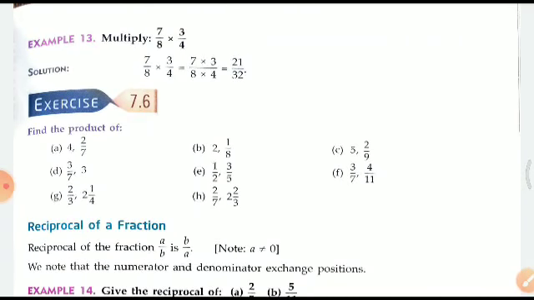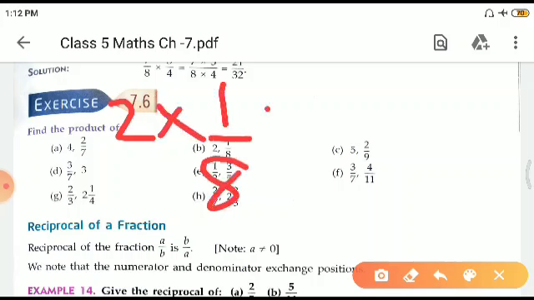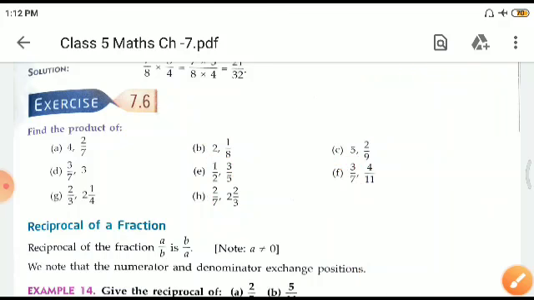In the exercise 7.2, right? Let me take a few questions here. Let me take this one, 2. Let me take the b one. 2 into 1 by 8. So 2 ones are 2, we will get 2 upon 8. Now we will be reducing it. So we will get 2 ones are 2. We will be dividing numerator and denominator by 2, and then I will get 1 upon 4 as the answer. Right children? This is how you need to do this.